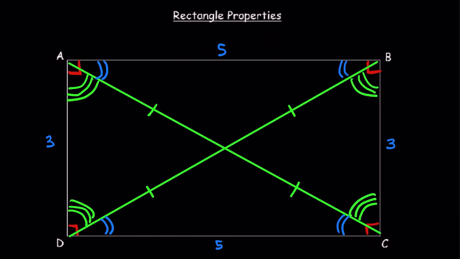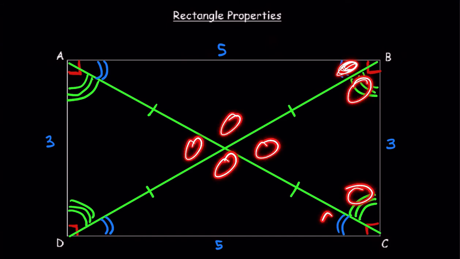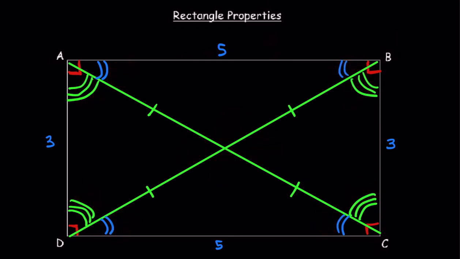Now remember, it's a rectangle, so this angle here and this angle here have to add to 90. So what's really cool about a rectangle, and you're going to see this in a few minutes, all I need to do is give you one of these little angles, and you can get every other angle in this figure easily. All right, that's one of the cool things about a rectangle. Okay, let's list the properties.